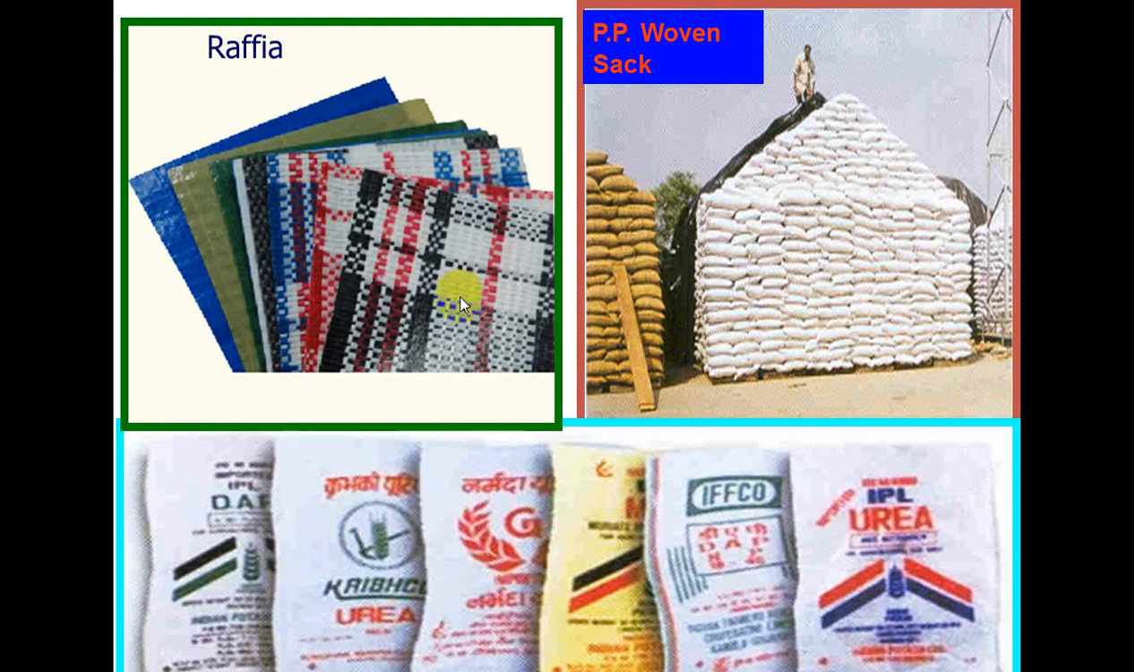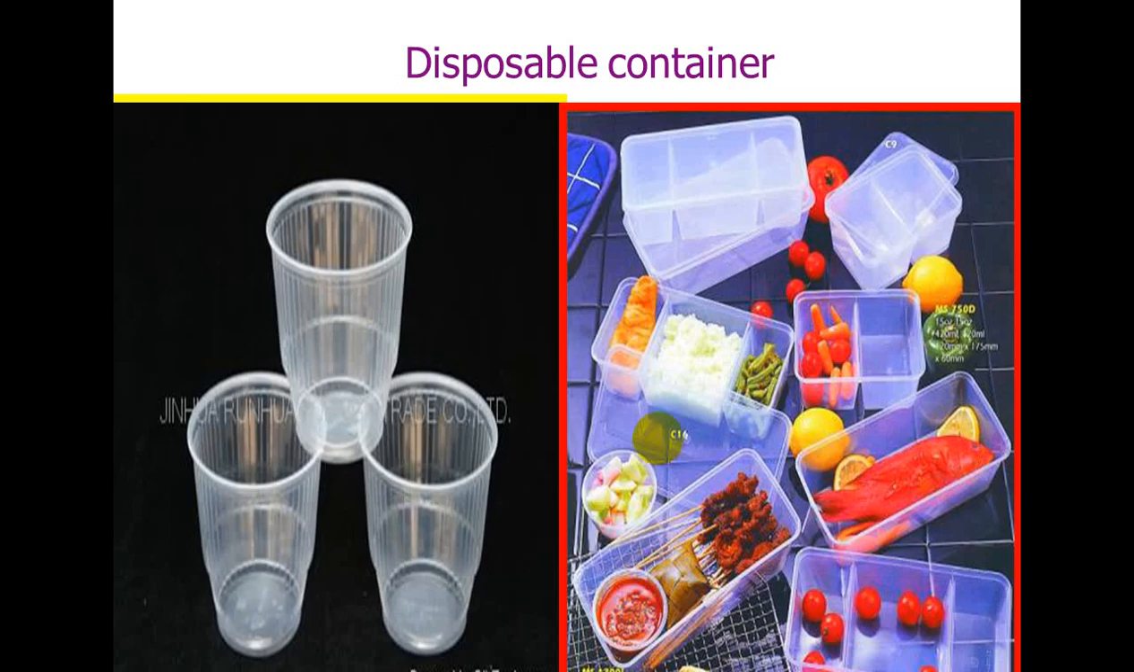Raffia is again an important product. These are woven sacks for carrying food grains, and these are fertilizer sacks. So very important items are made of PP. Disposable containers: these are glasses and other container items. These are again important containers.